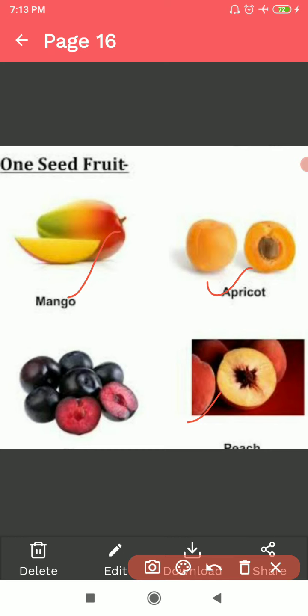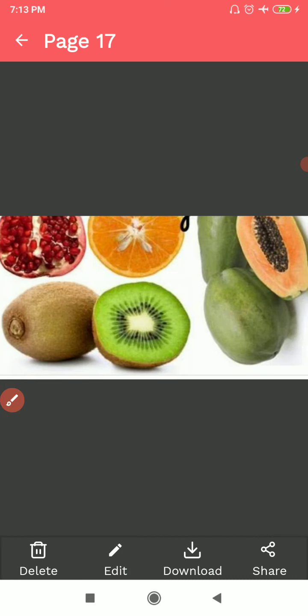Some fruits have a few seeds, like apple and sapodilla. Some fruits have many seeds, like papaya, watermelon, pomegranate. So, students, you see that fruits can be of three types depending upon the number of seeds. Some fruits have one seed, some fruits have many seeds, and some fruits have a few seeds.